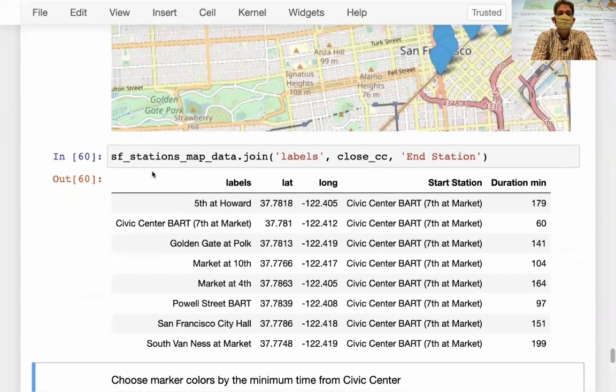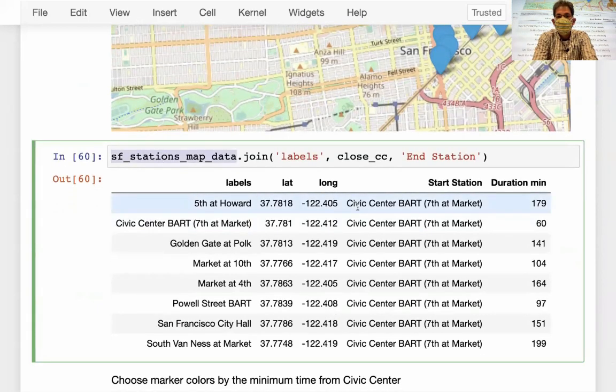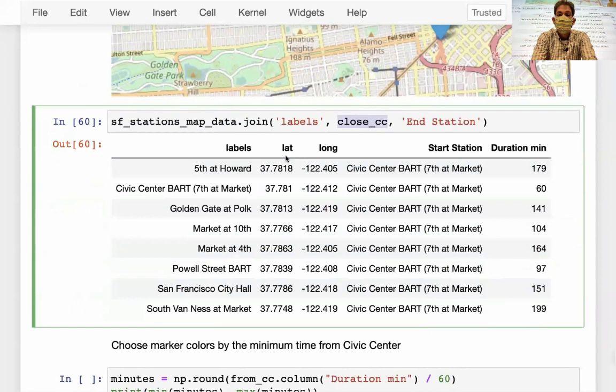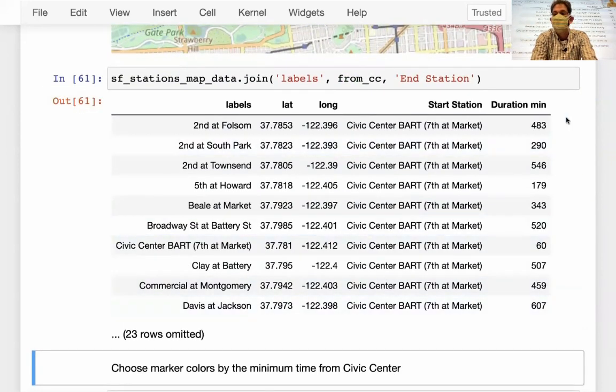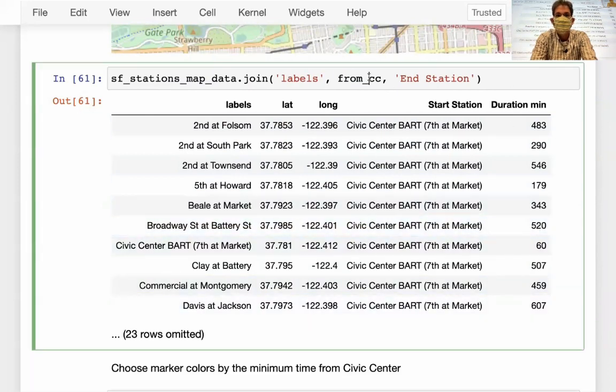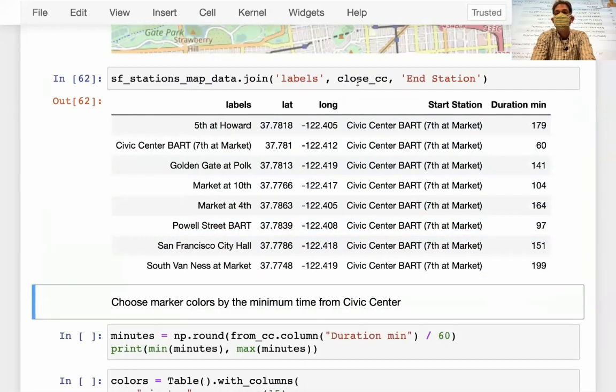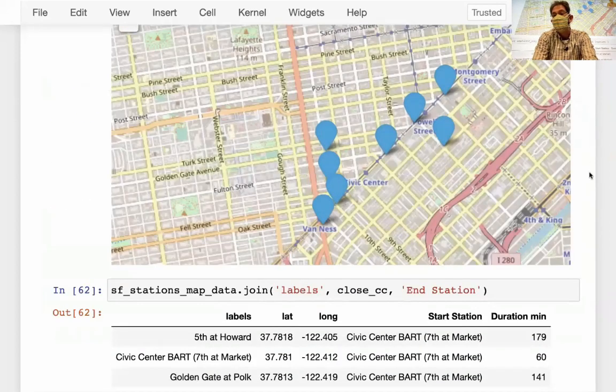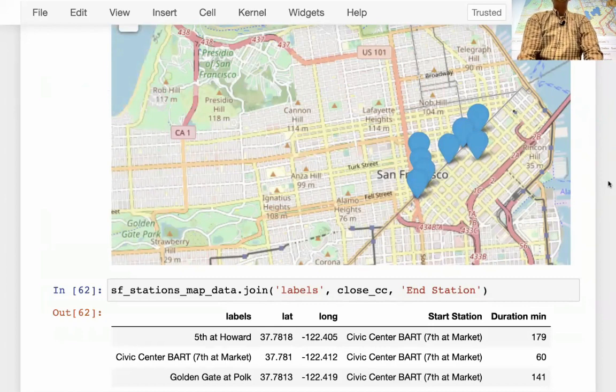This was all the information in the map data table, but now we've joined in the duration in minutes, and we've done it in a way that only includes the ones that were close. If we included them all, then we'd have everyone with its duration. But since we picked only the close ones, which were the ones within a 4-minute ride, we got a shorter list. And then when we map that, we got only a few stations. So that means once you have a new primitive, like I can put stuff on a map, you can put anything you want on a map just by manipulating the table in advance.